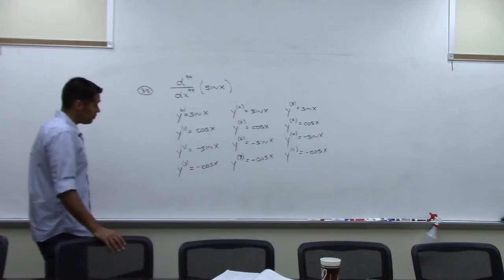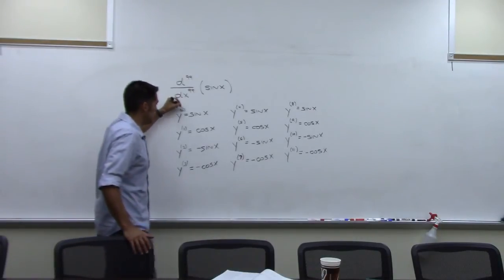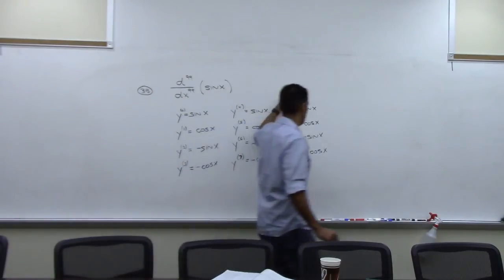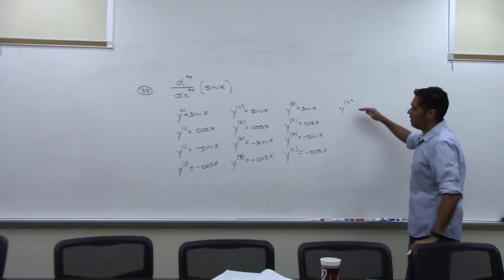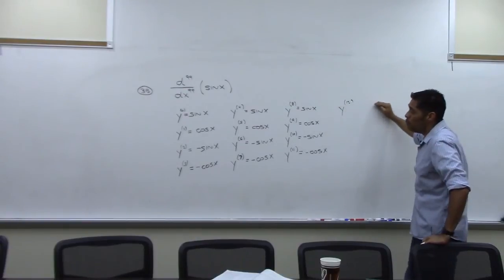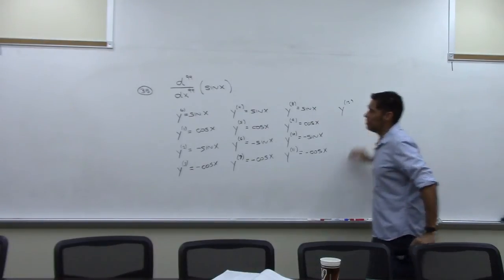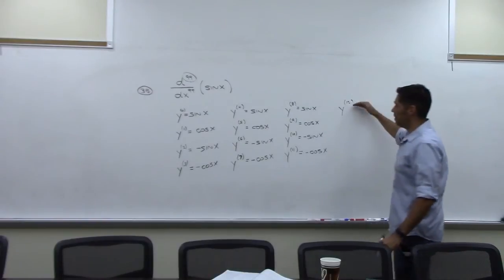So I know that if the derivative I'm taking is 0, 4, 8, the next one would be 12. If the derivative I'm taking is a multiple of 4, then I know the answer is sine. And I ask myself, is 99 a multiple of 4? It is not, so it can't be this.